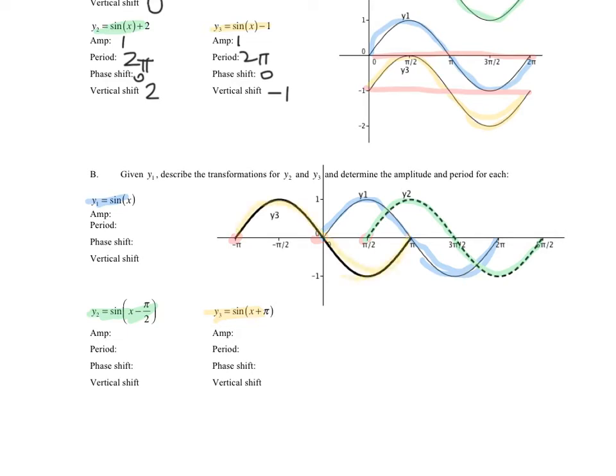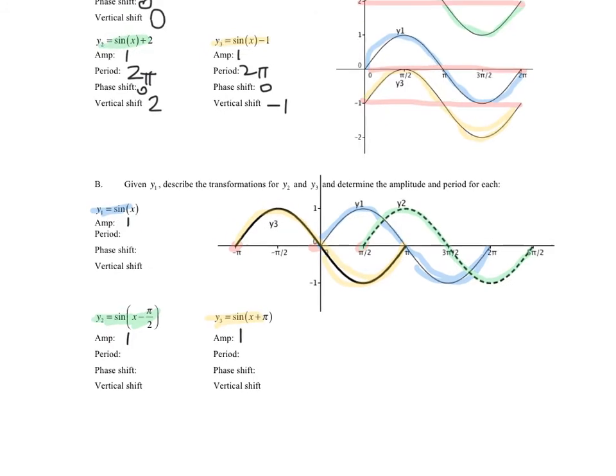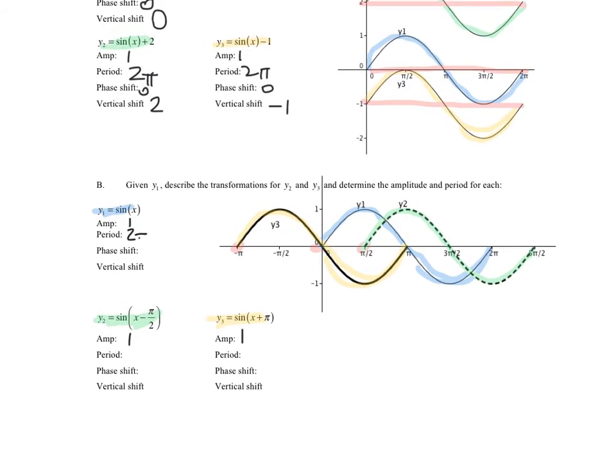So we're going to look at all those things in a little bit more detail, but here are the things that stay the same. The amplitudes are all 1, periods are all 2 pi. The phase shift is going to be different, but all the vertical shifts are 0. Their midlines have not gone anywhere from the x-axis.